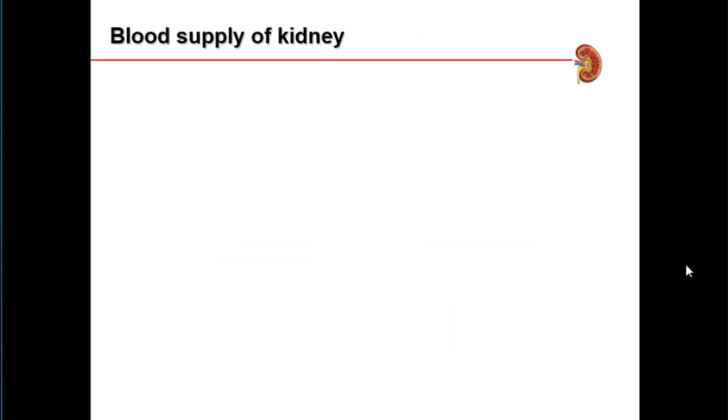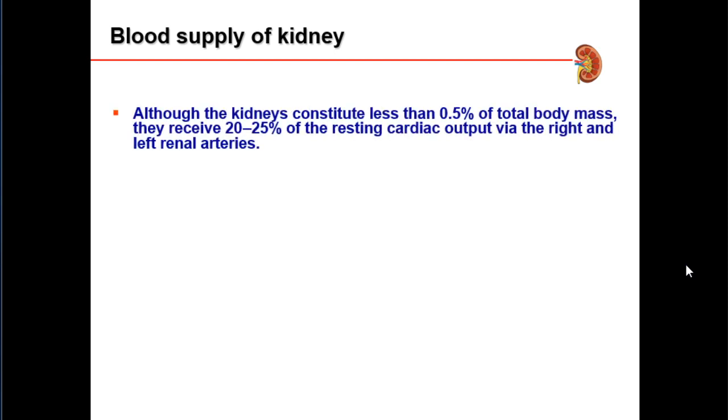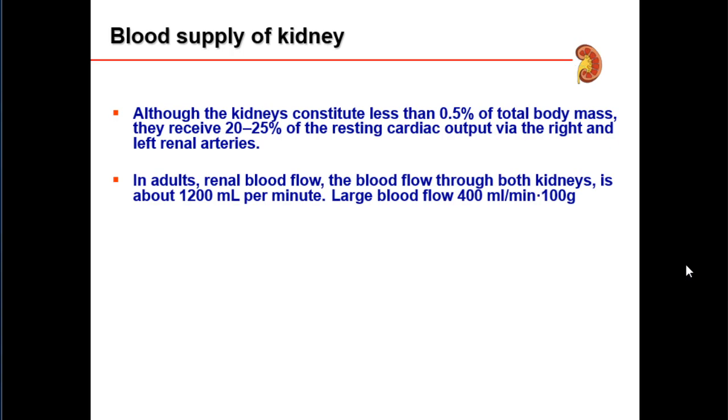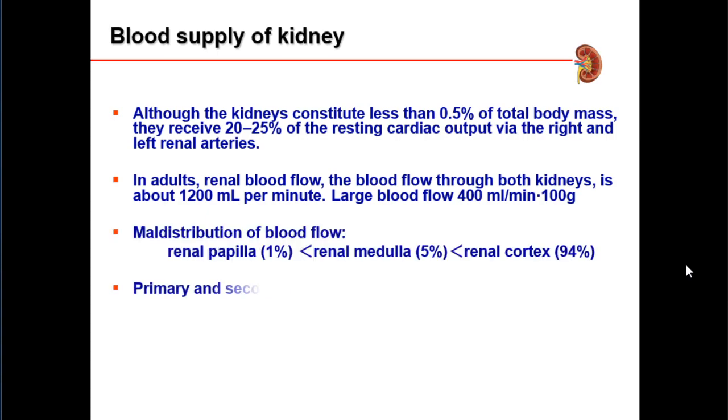So let me guide you through the blood supply of kidney. Although the kidneys constitute less than 0.5% of total body mass, they receive up to 25% of the resting cardiac output via the right and left renal arteries. In adults, renal blood flow, which means the blood flowing through both kidneys, is about 1200 milliliters per minute, which is pretty large. And this blood flow is maldistributed. Least of it goes to the renal papilla, and most of it goes to the renal cortex.